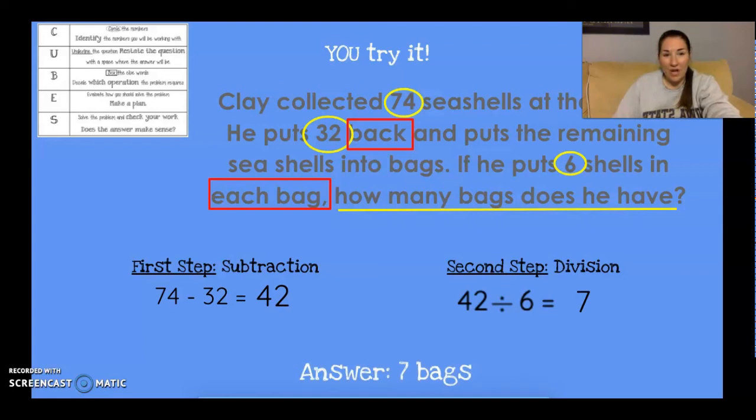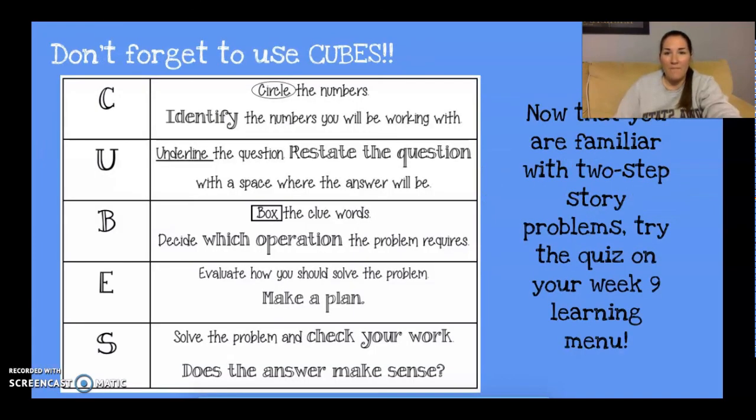So hopefully you're catching on. These can be really tricky, but the CUBES strategy should be able to help you. And really just remember, take it one step at a time. And using that CUBES strategy, if you're doing the practice problems in your packet this week, you can open this video and pause it and look at the CUBES steps so that you can remember them and use that. It is always helpful to me, so hopefully it's helpful to you.